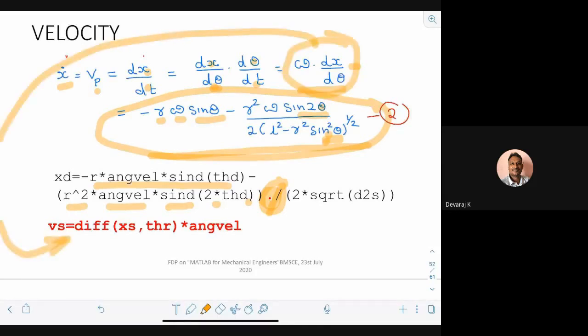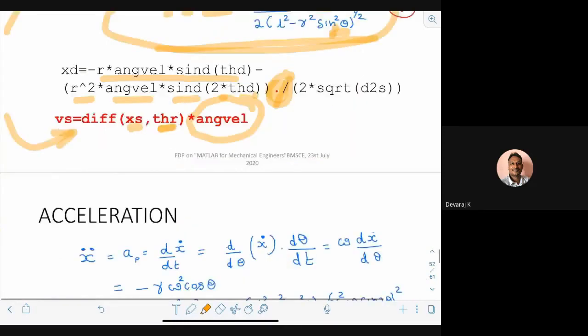Vs is equal to diff of xs. I call this in program x of slider. Differentiate with respect to theta in radians. I cannot differentiate with respect to degrees. I'm doing it in radians, but never forget to multiply this omega part, which is angular velocity. That's an extra term that you need to be careful about. So I have this equation 2, which gives me analytical solution, and I can also use directly symbolic variable without writing this analytical solution and get solution to this problem.